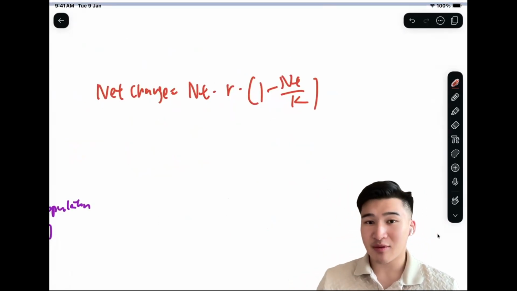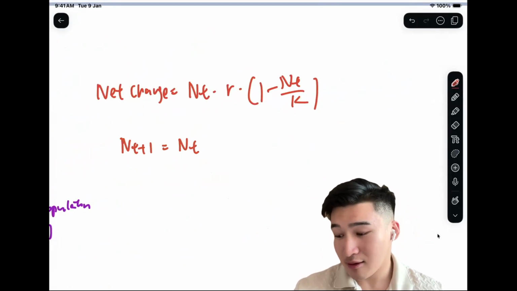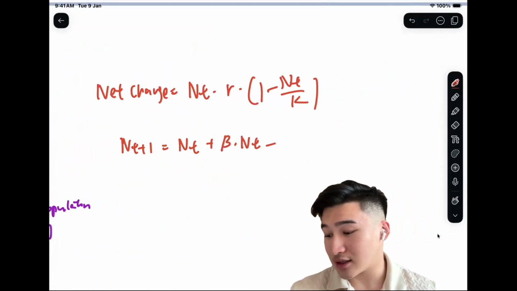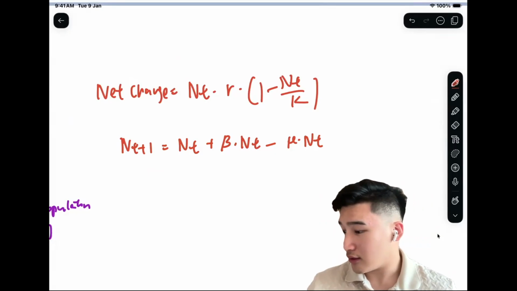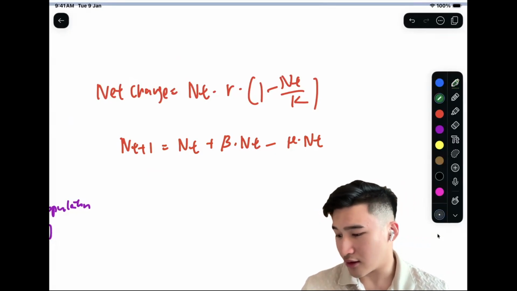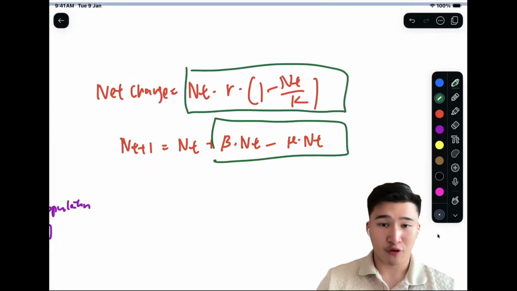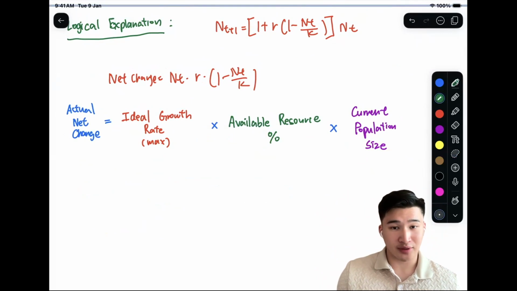It doesn't really make sense sometimes because if you remember from our previous equation, we've shown that N_{t+1} is actually equal to our N_t plus our inflow population, which is beta times N_t, and minus our mu times N_t, which is our outflow population. This here should be an addition and subtraction, right? And this one, the net change this time, is a full product. Well, here's the entire explanation of the actual net change.